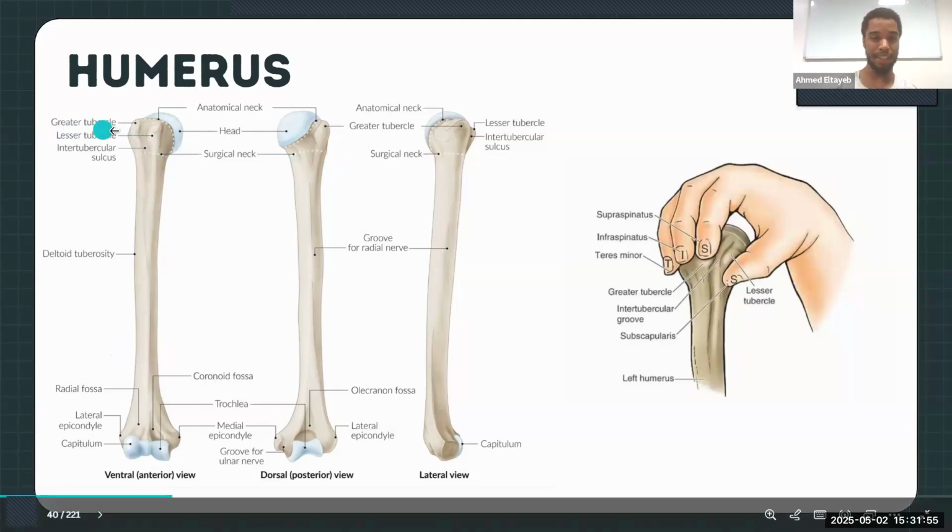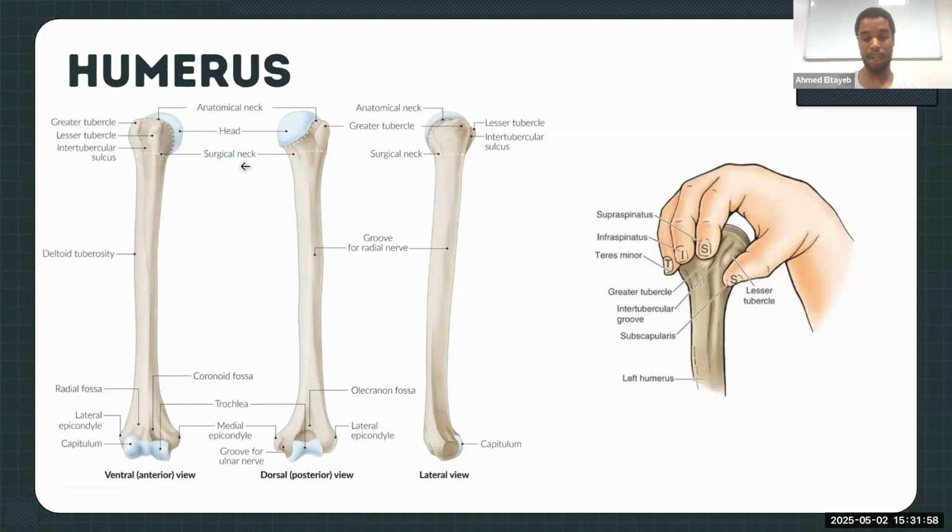So we said the rotator cuff muscles attach to the tubercles of the humerus. Now the greater tubercle serves as an attachment point for the supraspinatus, the infraspinatus, and the teres minor. And the lesser tubercle serves as an attachment point for the subscapularis. So you can remember this using SITS. Your thumb is the subscapularis, and your index, middle finger, and ring finger are supraspinatus, infraspinatus, teres minor. The supraspinatus, infraspinatus, and teres minor all attach to the greater tubercle, whereas the subscapularis attaches to the lesser tubercle.